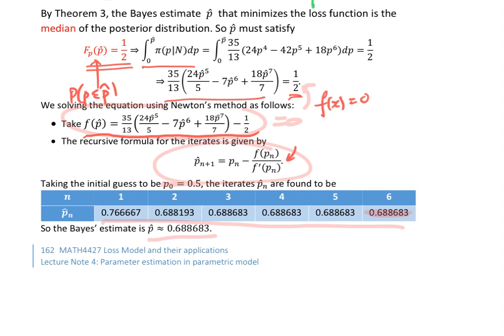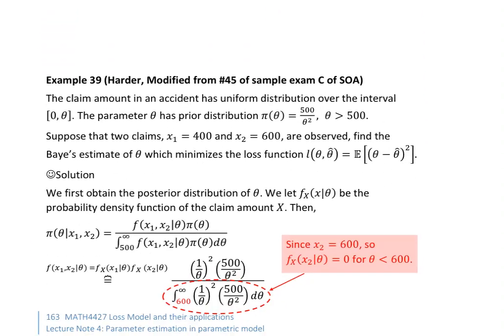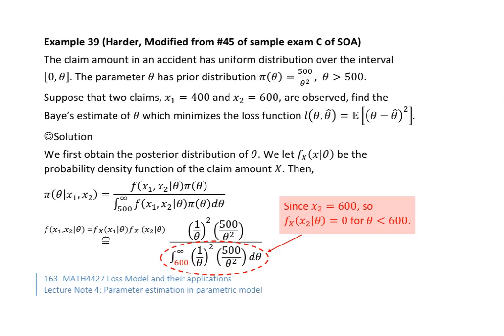Now perhaps let's take a look at one more example. This one will be a little bit harder. The story is something like this. Let's suppose the chain event in an accident follows the uniform distribution over the interval from 0 to theta. Here I let S be the k moments. It follows the uniform distribution from 0 to theta, and here the theta will also control the range of your random variable.